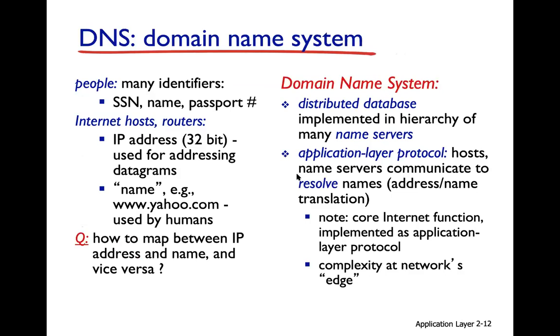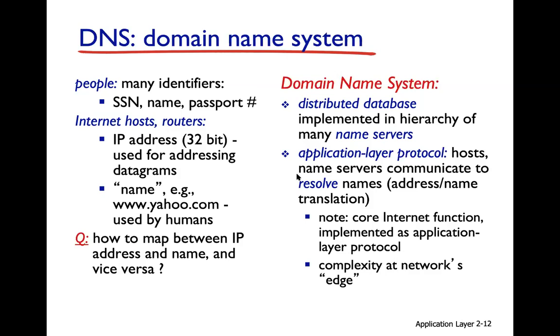Okay, the domain name system, DNS. Like people, we have many identifiers. You have SSN, you have name, you have passport number, you have driver license, so I can identify you through the other information. For us, we have an IP address for each destination, but we can also have a name associated. For example, www.yahoo.com or www.hpu.edu. This means that I point to the HPU web server.